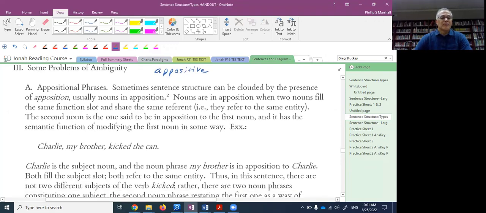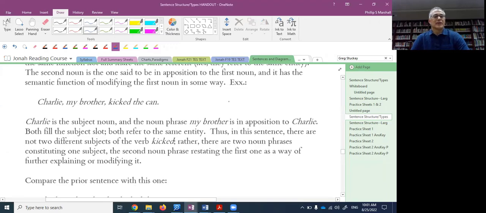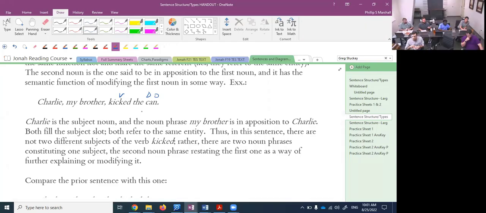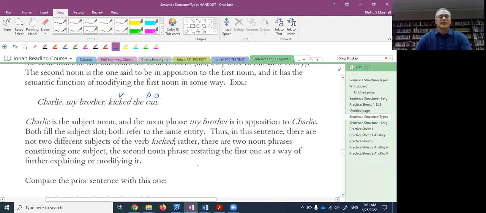Here's an example from the handout. Charlie, my brother, kicked the can. Okay. What is the verb? The verb is kicked. Can is direct object. What is the subject of this sentence? Is the subject Charlie or is the subject my brother? Charlie. The subject is Charlie. Charlie kicked the can.